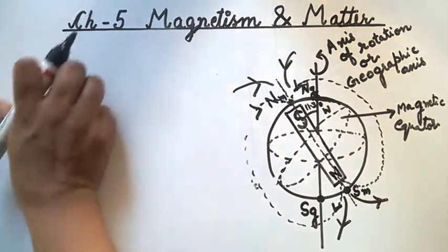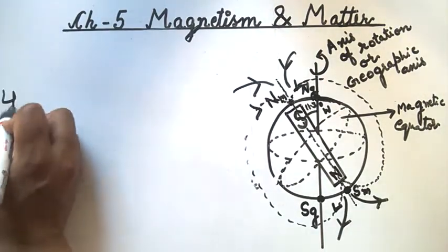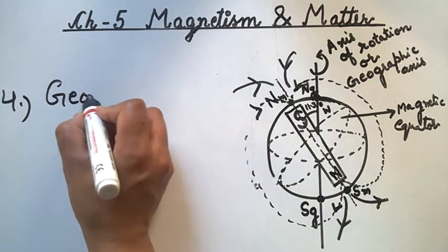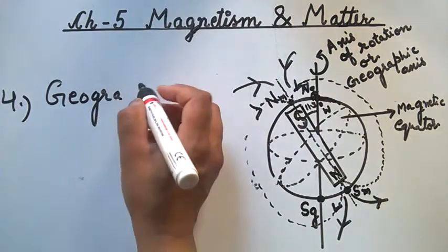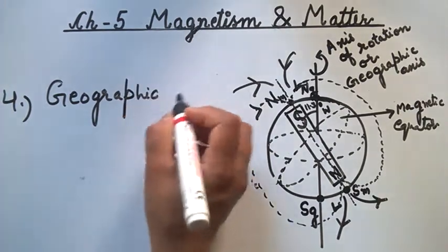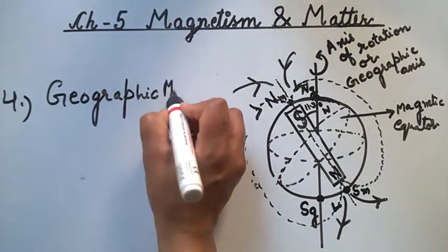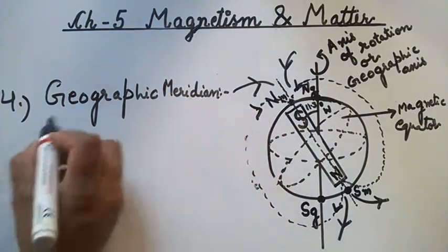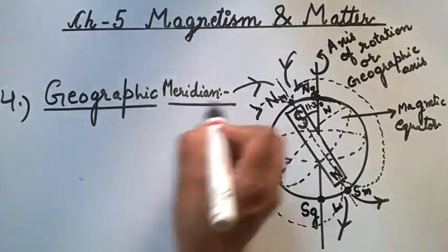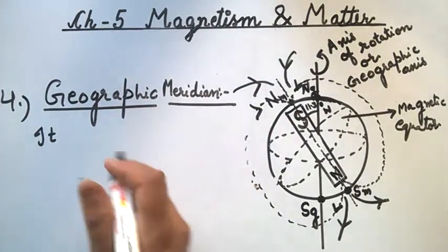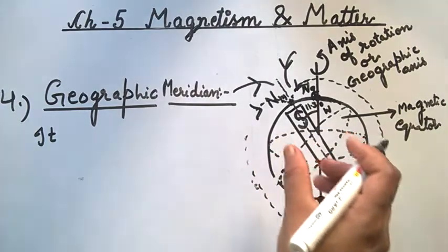Next is geographic meridian. It is that vertical plane which passes through geographic axis of Earth.